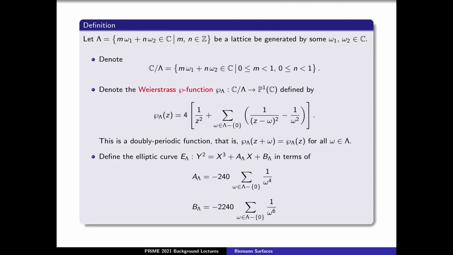℘(z) is 1 over z squared plus, and then we're just summing over all the elements in the lattice minus the origin. And so we just sum over these values. This ends up being a doubly periodic function, namely ℘(z plus omega) is equal to ℘(z) for every omega in the lattice Lambda. And in this manner, the coefficients in the elliptic curve, this a and b that we had earlier, we can realize as elements that can be attained from summing over lattice points.